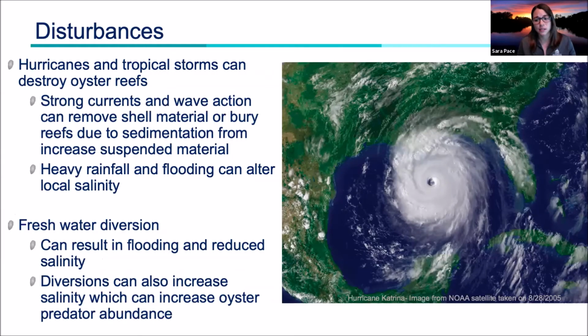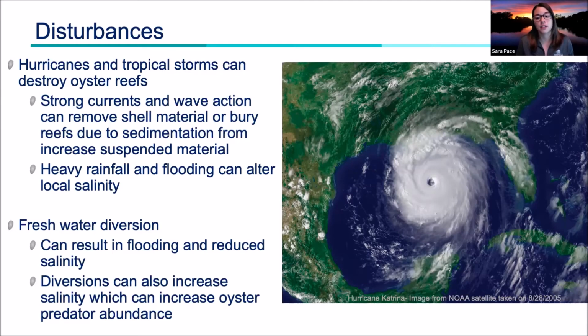And as sessile organisms, so they can't move around, oysters are particularly vulnerable to disturbances. And some common ones that we have in the Gulf are hurricanes and tropical storms. And these can destroy oyster reefs through a couple mechanisms. Strong currents and wave action can remove shell material or bury reefs due to sedimentation. So currents and waves are kicking up sediment, and onshore flooding can increase riverine sedimentation, and this can bury reefs. And additionally, heavy rainfall and flooding can alter local salinity, which can be detrimental to oysters.